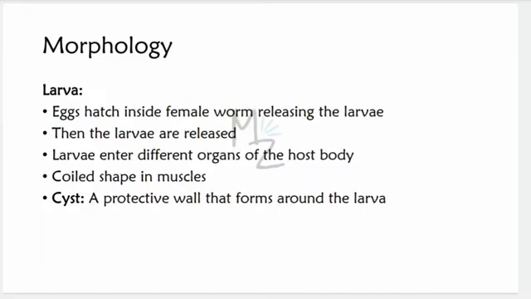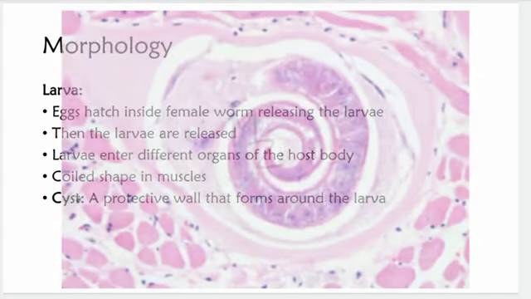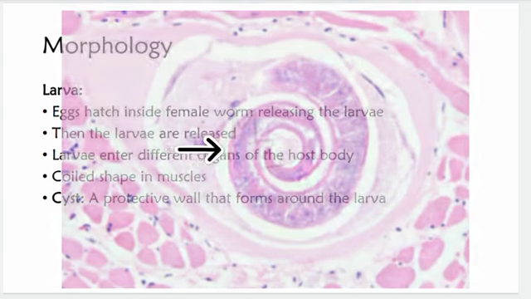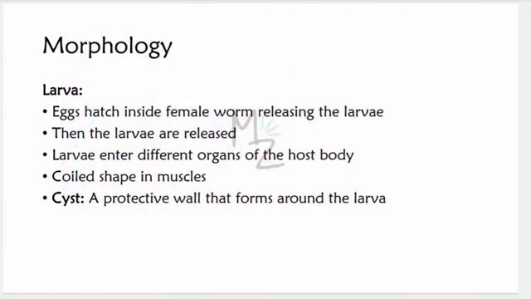Eggs hatch inside the female worm, then the larvae are released. Larvae enter different organs of the host body. Which host? We'll talk about that in the habitat section. Larvae are in coiled shape in the muscle, in the striated muscle. Always link that spirals to the striated muscles where they are found. We'll talk about the location of this organism in the life cycle, but make sure that you remember the larvae will exist in the coiled or the spiral shape in the body of the host.